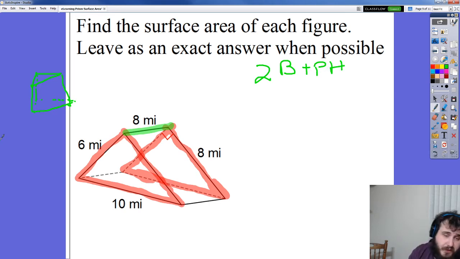Now the key to getting this right is understanding we've got a right triangle here, so the base and the height are just these two. So we've got a 6 and an 8 here, and then this piece here is 10. So the area of the base is 1/2 base times height of the triangle.